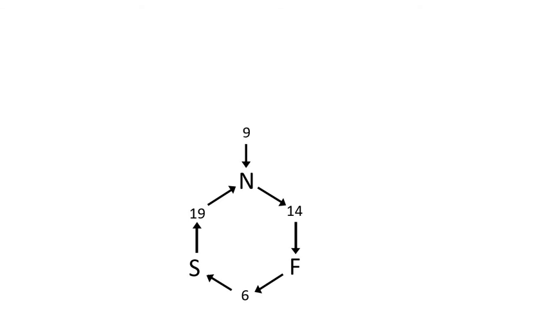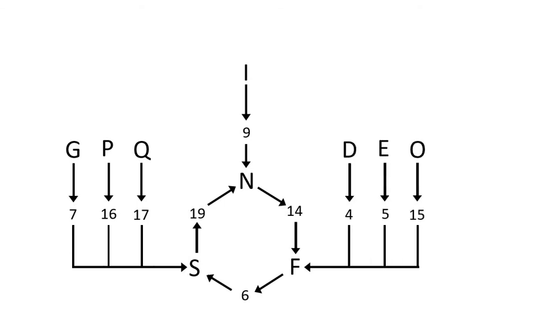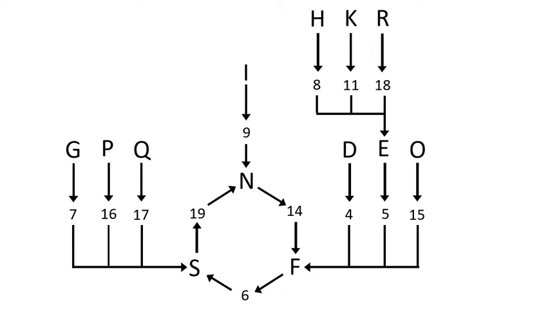Starting with N, we just have 9, so I comes in at that point. Starting with S is 7, 16, and 17, and starting with F is 4, 5, and 15. Look at that symmetry, isn't that nice? Just kidding, there's more. Starting with E is 8, 11, and 18, and finally, starting with O is 1.